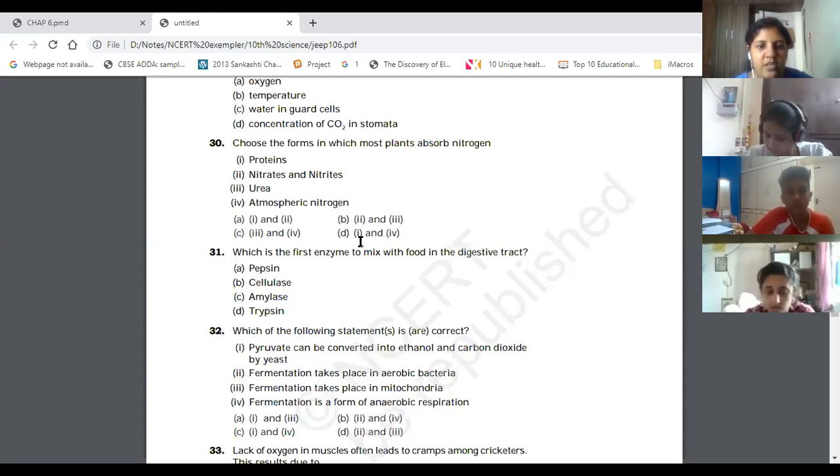Which of the following statements is or are correct? Pyruvate can be converted to ethanol and carbon dioxide by yeast. Correct option. Fermentation takes place in aerobic bacteria. Right or wrong? Wrong, it's in anaerobic bacteria. Fermentation takes place in mitochondria. Wrong. Fermentation is a form of anaerobic respiration. It's a right option. So 1 and 4. The first one is the right option and the fourth one is also the right option.